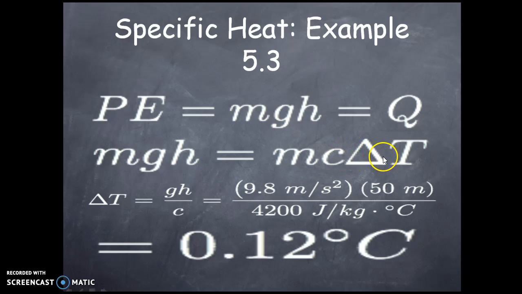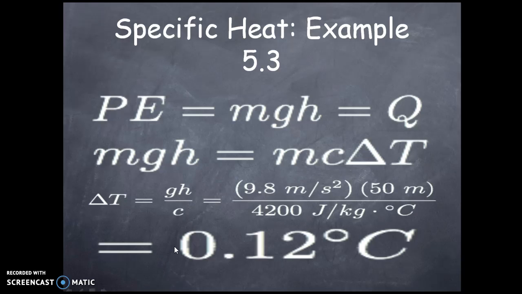So keep delta T on the side and take the C onto the right side. So you'll be left with GH over C. Just plug in all the numbers you know, that is 9.8 times 50 divided by 4.2 kilojoules. In place of k, you put the 1000, so you get 4200. If you do the simplification, you will get delta T is nothing but 0.12 degrees Celsius.